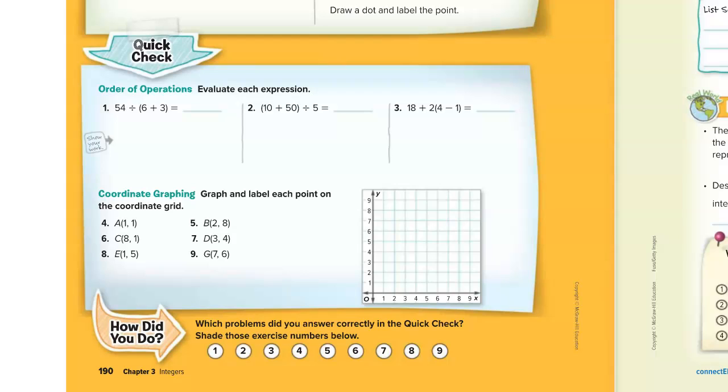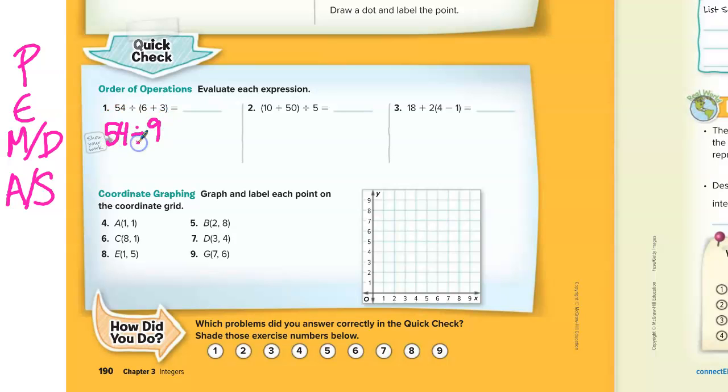Okay, so at this station, we're going to go through your answers to your homework yesterday, and then we have a couple of examples that we have to do still. So remember, you're doing PEMDAS, order of operations: parentheses, exponents, multiplication, division, addition, subtraction. So on number 1, you would do 6 plus 3, which is 9, and then 54 divided by 9 would give us 6. On number 2, you would do 10 plus 50, which is 60, and then divide by 5, and you would get 12.